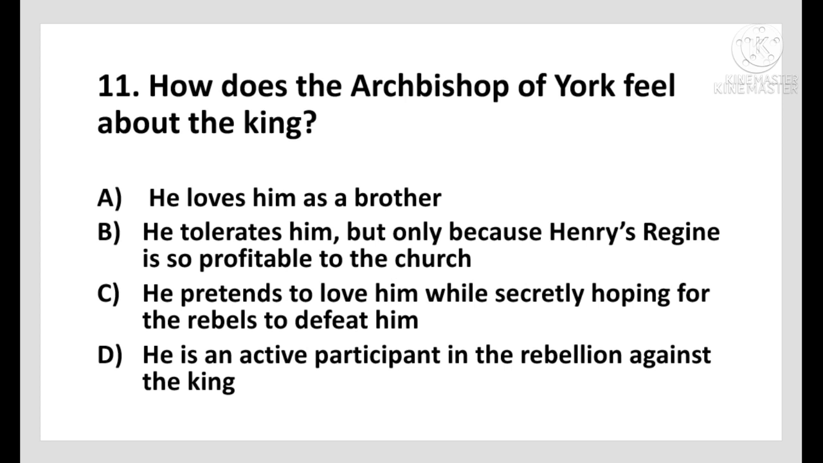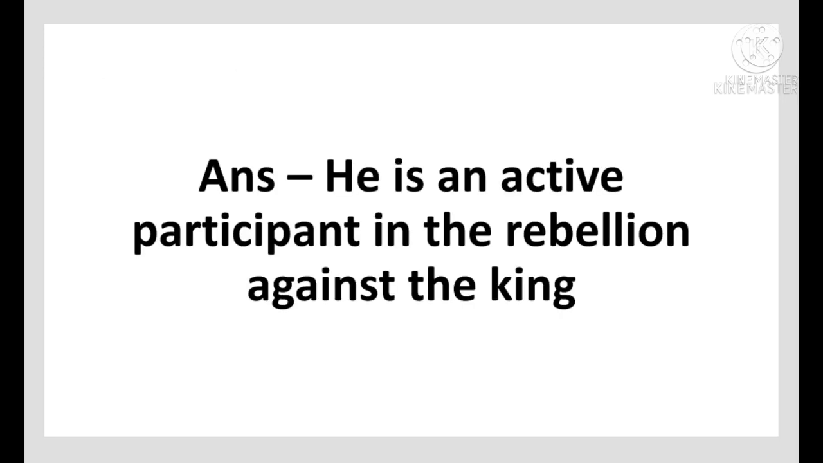Answer: Mortimer. How does the Archbishop of York feel about the king? He loves him as a brother. He tolerates him, but only because Henry's regime is so profitable to the church. He pretends to love him while secretly hoping for the rebels to defeat him. He is an active participant in the rebellion against the king. Answer: he is an active participant in the rebellion against the king.